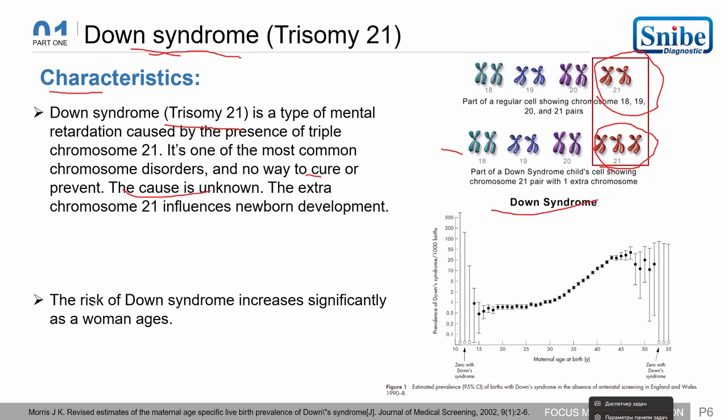If we talk about the risk of Down syndrome increasing as a woman ages, you can see here that the prevalence of Down syndrome per 1,000 births increases with age. You can see here this area between 45 to 50 years of age. There is a higher risk of congenital diseases, especially Down syndrome, in these women.